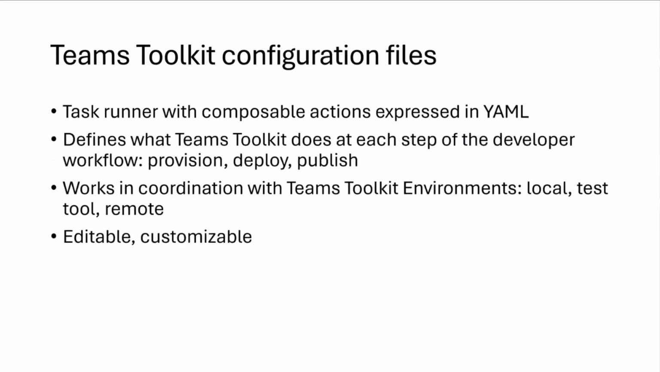The Teams Toolkit has configuration files. These are YAML-based files, and these are a way for you to express what the toolkit does. It's really how you peel back what happens when the toolkit runs a provision command or a deploy command. You just look in the YAML file. Usually when things go wrong or you want to customize it, you just go into the YAML file and you can look and see what it's doing. And it's a sequence. It's a script, basically. So you can define what the toolkit does at each step. It works in coordination with environments like local, test, or remote, and it's also editable and customizable.